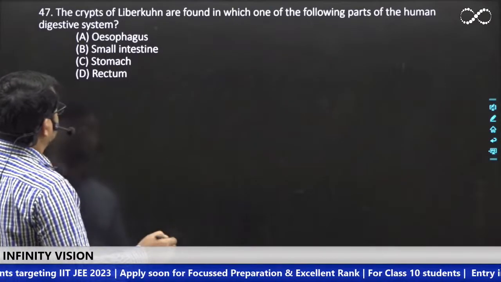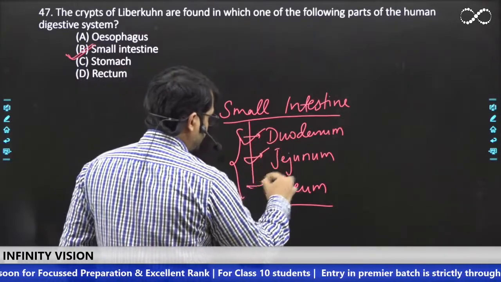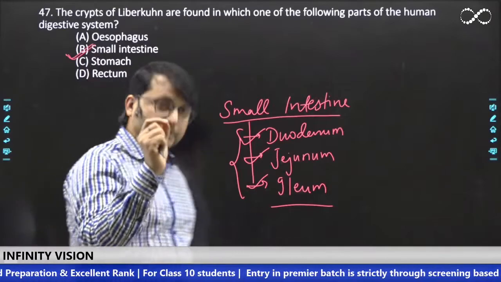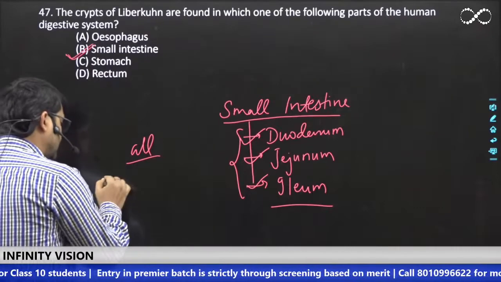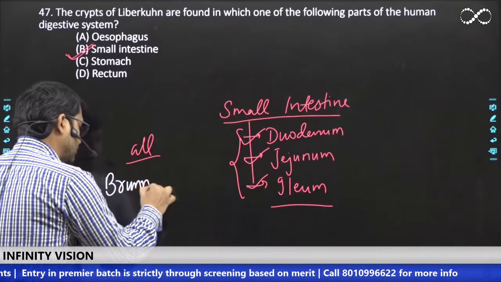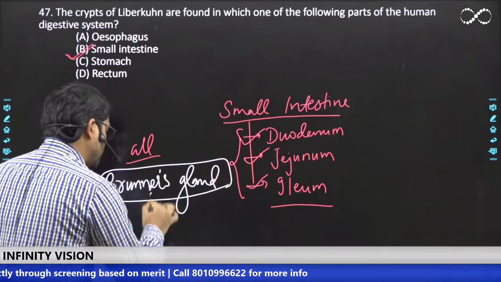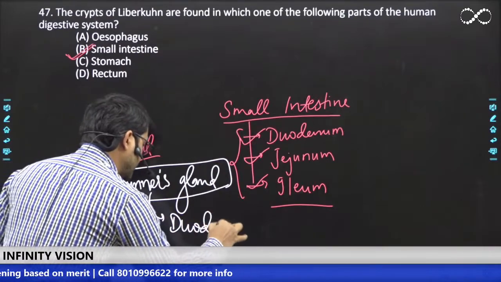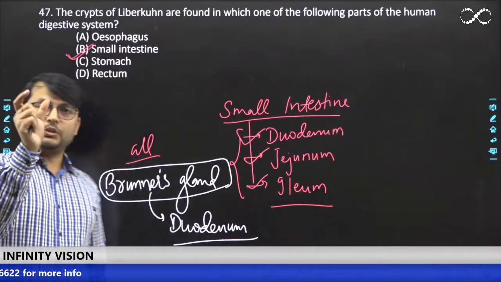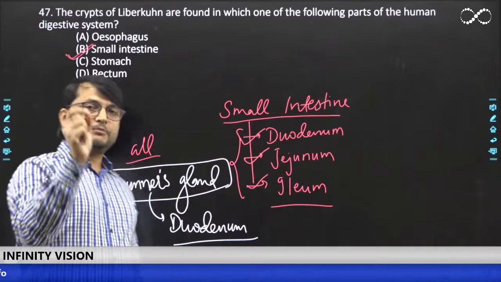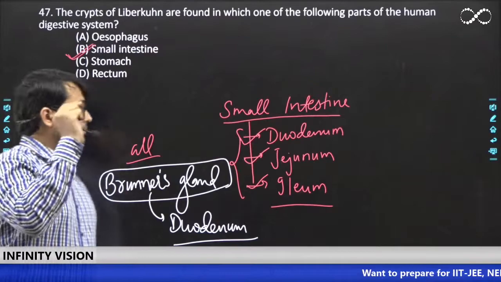The correct option is that in all parts of the small intestine, that is duodenum, jejunum, and ileum, we find the crypts of Lieberkühn. Let me also tell you one more thing here, that there is another gland called Brunner's gland. Brunner's gland is only found in the duodenum, the first part of the small intestine, but crypts of Lieberkühn are in all parts of the small intestine. Great? Okay, very good.